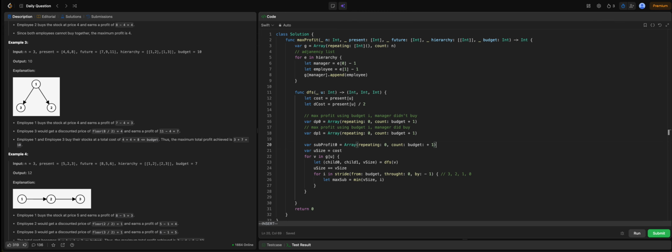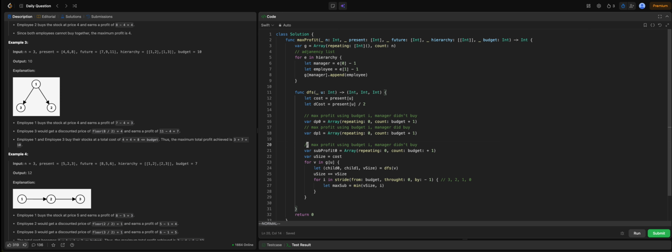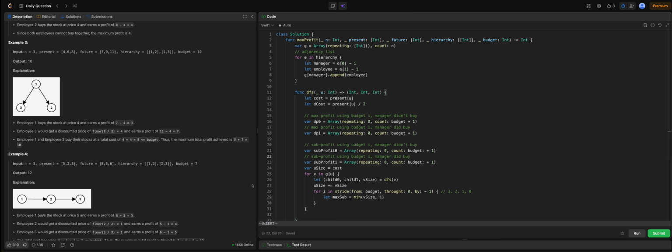So the thing is, sub profit is related to this one, our first DP. I will call sub profit using the budget. Since the manager did buy, we don't get the discount. So that is for the sub profit. The same for the second one. I'm going to call it the sub profits of 1. Copy this, and then here will be the sub profits of using the budget i. So if the manager buys, we all get the profit at the discounted price. Okay, we can use that sub profits in here.